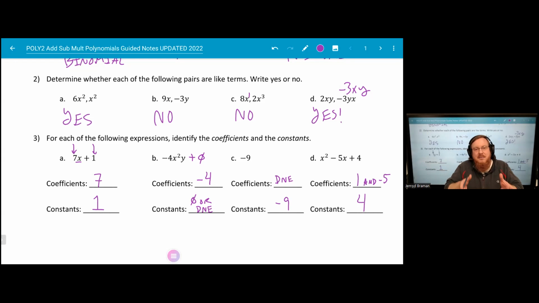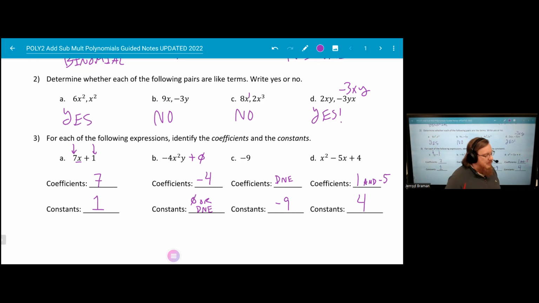For D, we actually have 2 coefficients. I have the same variable x, but one is squared and one is to the first power. So I have 2 coefficients. One is 1x squared, and negative 5x's. So my coefficients are 1 and -5. The constant, the value that doesn't have a variable in this case, is just 4.